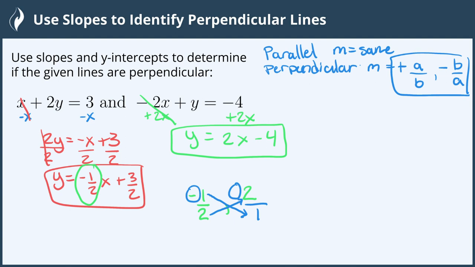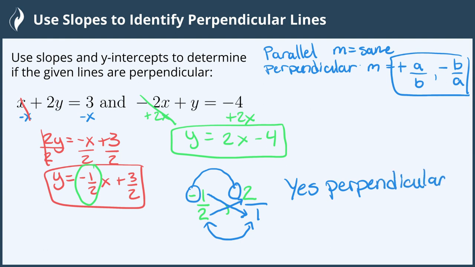So we do in fact have two slopes that are perpendicular. They are the opposite, meaning they have the opposite sign, and the fractions are reciprocals of each other. So yes, these are indeed perpendicular. And we're all done.